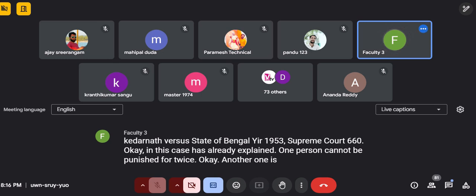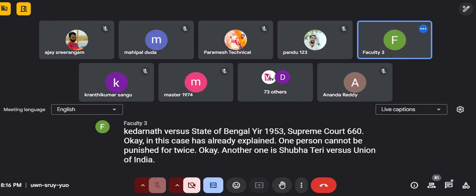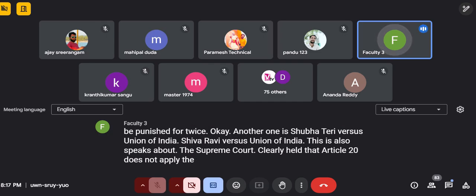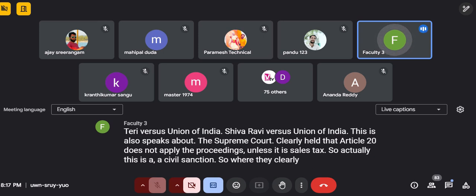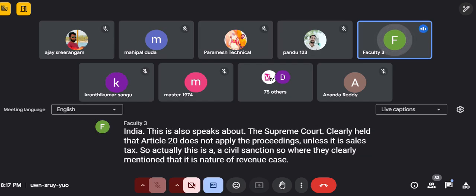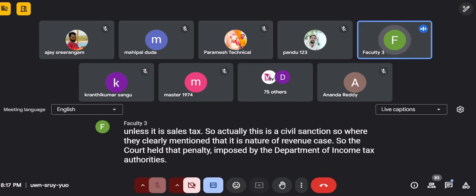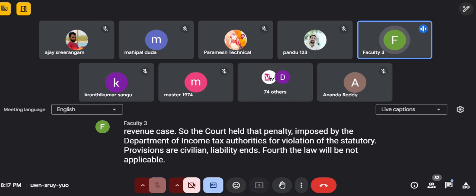Another one is Shivdatt Rai versus Union of India. This also speaks about the Supreme Court clearly holding that Article 20 does not apply to proceedings unless they are criminal. Actually this is a civil sanction, in the nature of a revenue case. The court held that a penalty imposed by the Income Tax Department for violation of statutory provisions is a civil liability. Hence, the law is not applicable to civil cases; it is applicable to criminal cases only.